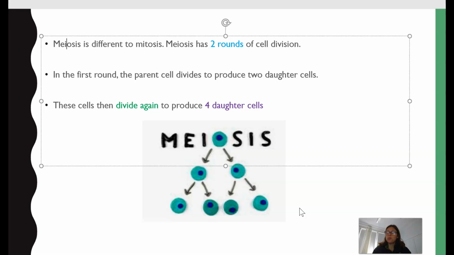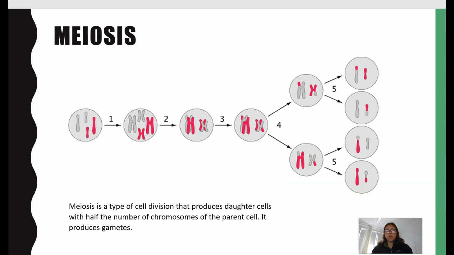And that's important when we're talking about them being our sex cells, because a human only has 46 chromosomes. And so if we have 46 chromosomes in our body cells, we're only going to want to have 23 in our sex cells, because they're going to pair with our partner, and we don't want more than that full complement of cells.